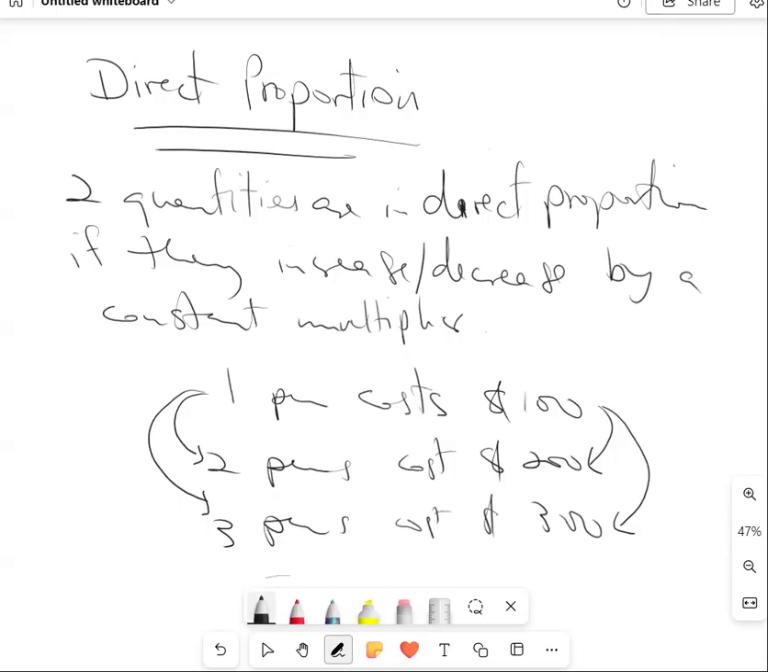So both quantities, right? If this one multiplies by 2, this one multiplies by 2. That's a constant multiplier, right? If this one multiplies by 3, then this one multiplies by 3. So that's a good example of direct proportion. Good. So let's take an example. I'm going to borrow an example again from the notes.